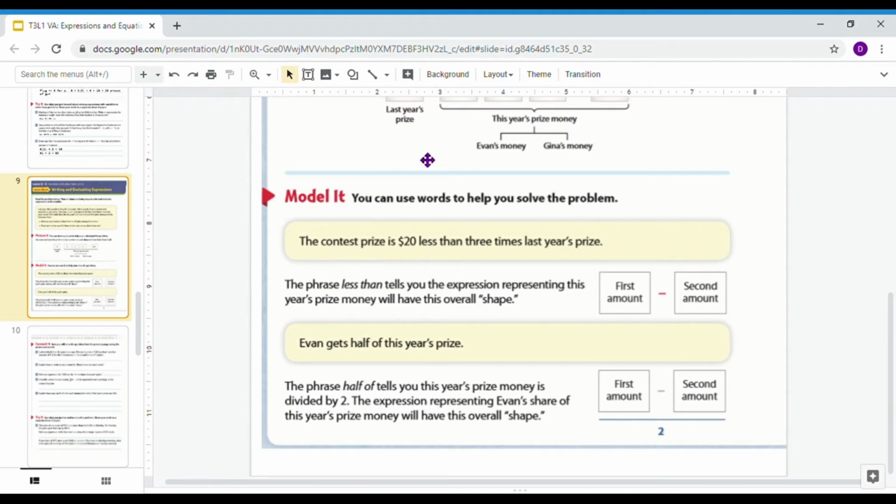And then there's a second part of this. We know that we have our shape of term minus term, but then there's the second part, that is that Evan gets half of this year's prize because he's splitting it with Gina. So we also have to take all of those numbers, the first term minus the second term, and put that all over 2. Because when we finally figure out how much the prize is for the year, we're going to have to divide it by 2, because Gina gets half and Evan gets the other half.